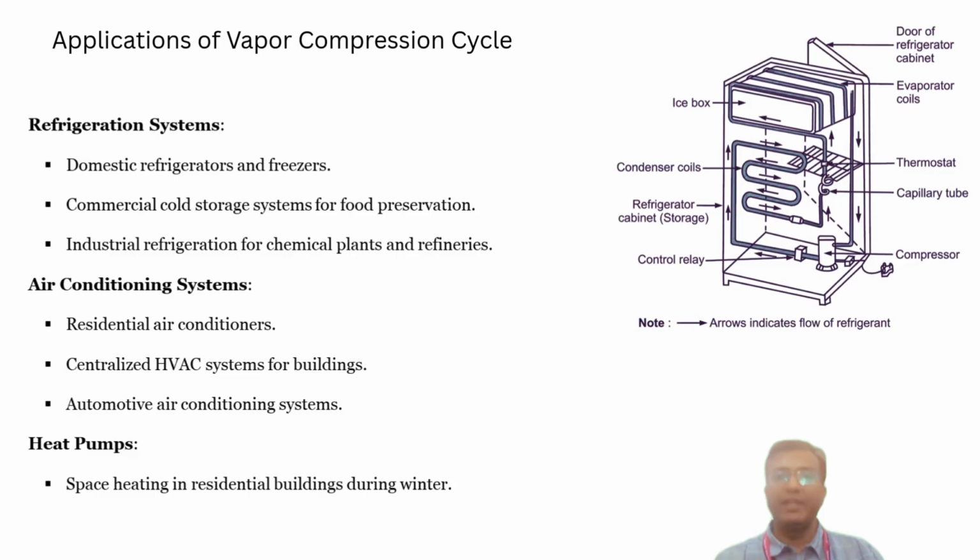Now, we will see the application of vapor compression cycles in the real world. It is seen everywhere. First, in the refrigeration system. The domestic refrigerator that we use in our house and the freezers depend on these systems to keep our food fresh. The evaporator chills the refrigerator interior while the condenser dumps the heat which is behind it.